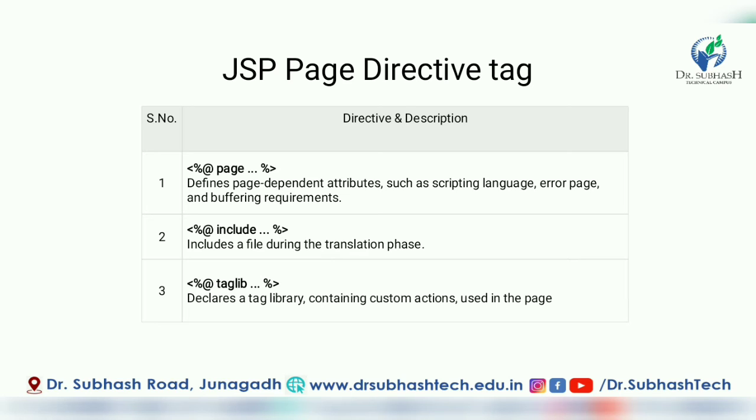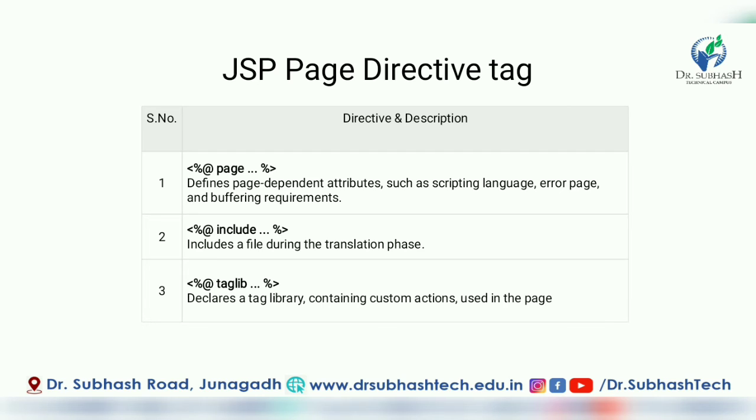Let us see how these directives work. The page directive defines page-dependent attributes such as scripting language, error page and buffering requirements. If we want to define a particular error page, so that whenever any error comes up we redirect this JSP page to that error page, then we use the page directive tag.